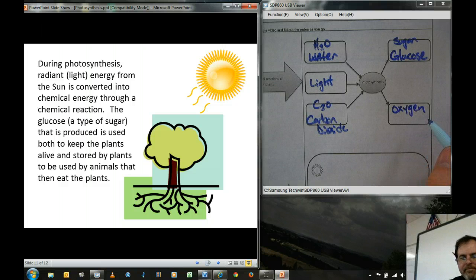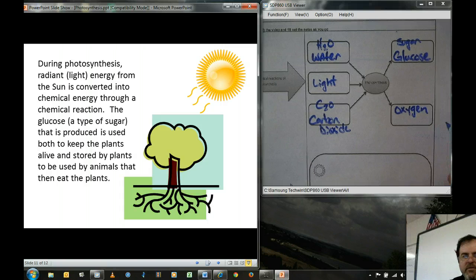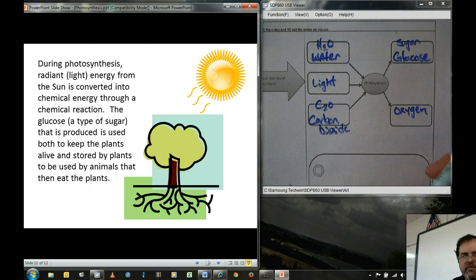Okay? And you can see on the slide there, during photosynthesis, radiant light energy from the sun is converted to a chemical energy through a chemical reaction. The glucose is a type of sugar that's produced to keep the plant alive, and it's stored by the plants so that animals can eat it as well.